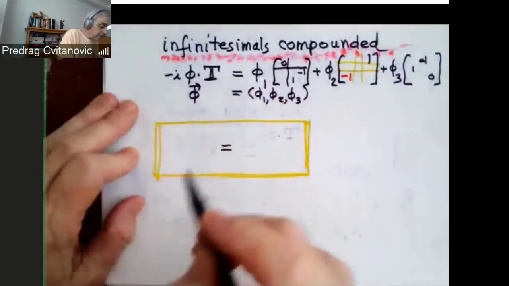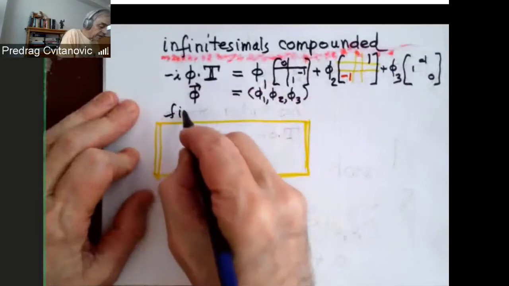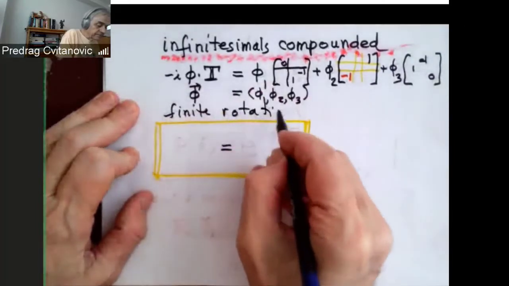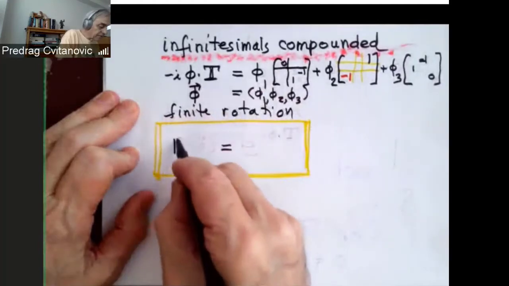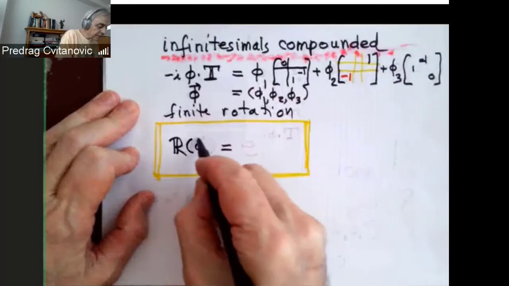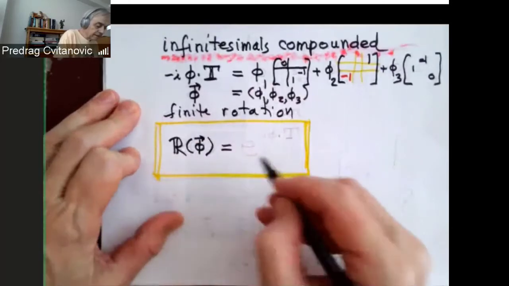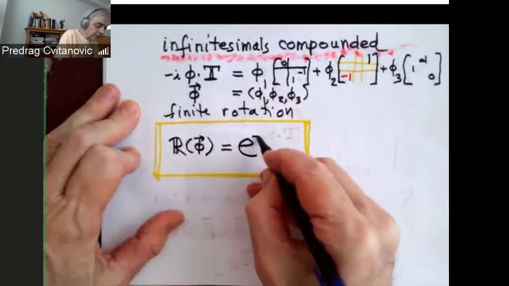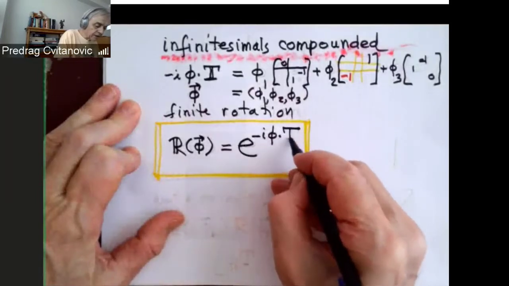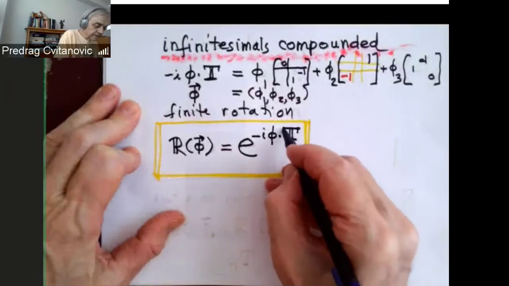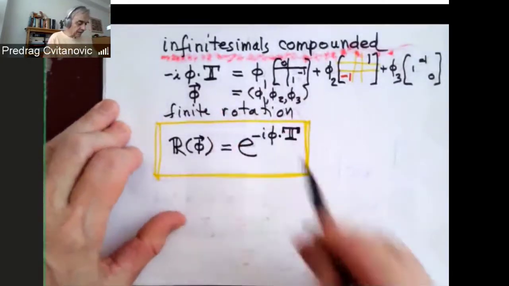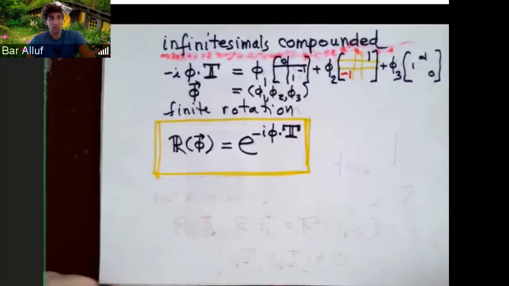And that now describes a finite rotation by exponentiation. Rotation depends on a parameter arrayed in a vector. In exponential way, it's minus i, parameters times the generators. These are matrices, but there are three of them, and that's what dot means. So, done.